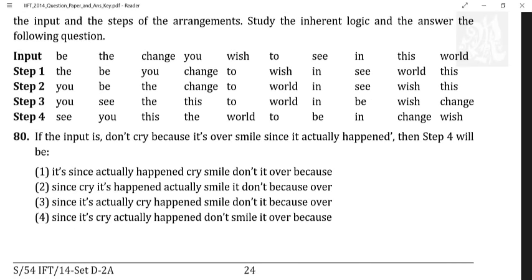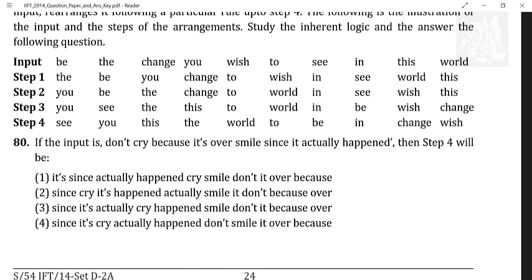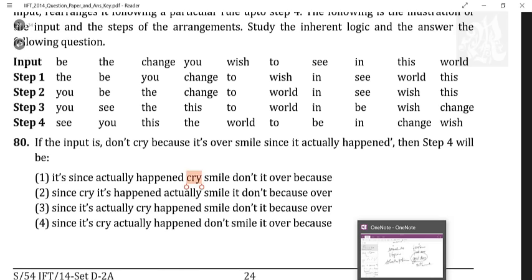Okay? Now, here if you notice, I'll give a small technique for this. If the input is so and so, don't cry. What is step 4? Look at the input here, B, right? First word is B. Where does it go?